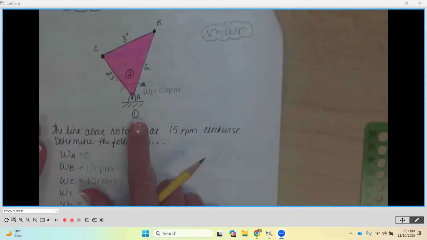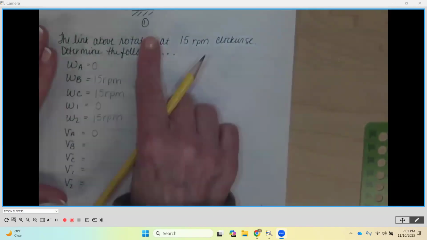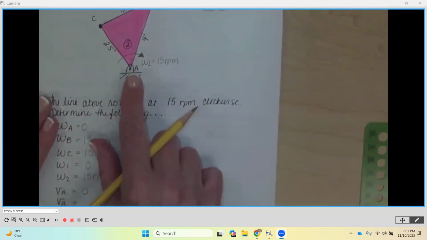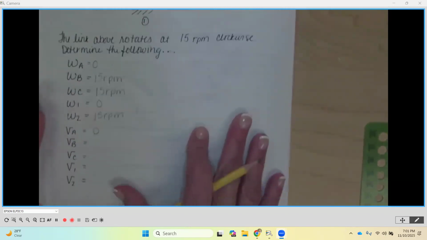Link number 1 is the frame. It's not moving, so it has no velocity, correct. Or I'm sorry, A is part of link number 1, which is the frame. So it is going to be 0.